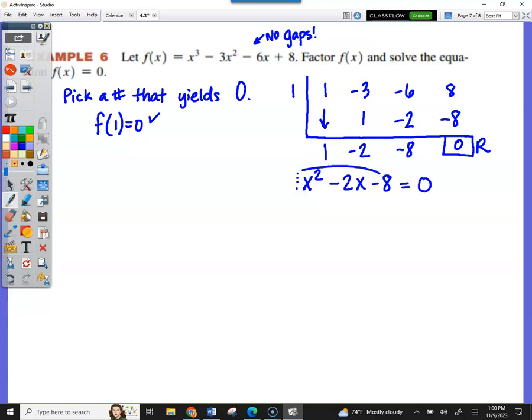Factors of -8 that add up to -2. Now you can see once again why I make factoring the emphasis in the Algebra 2 review. It's 4 and 2. -4 and 2.